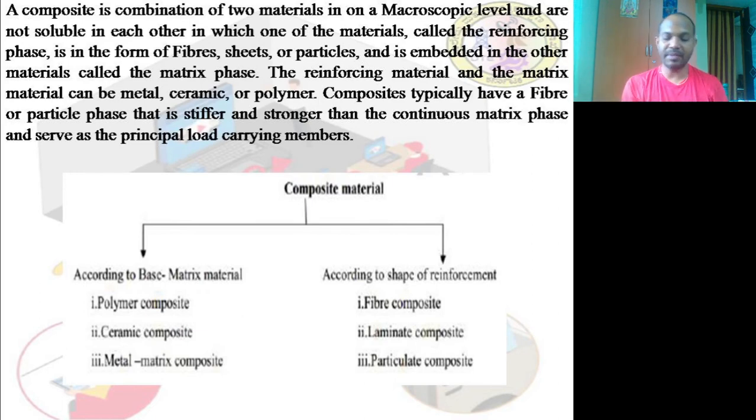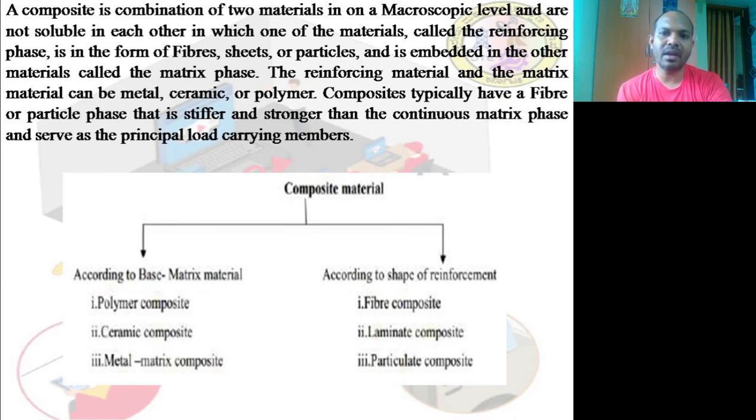Is that clear? It is something like milk, which is the major material. We mix coffee powder, tea powder, or sugar. The milk, by adding the reinforcement material, becomes a different material. The milk was there, we mixed tea powder, and it has become tea. Its property and taste have changed. So we call the milk the matrix phase and the tea powder the reinforcement material. We do the same thing in materials also. We have a matrix phase and we mix it with the other phase.